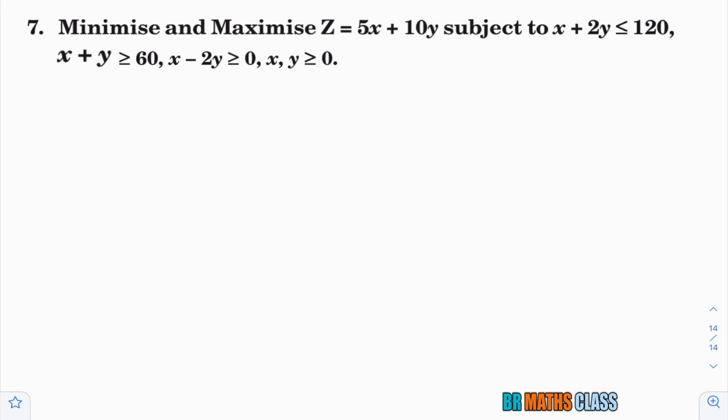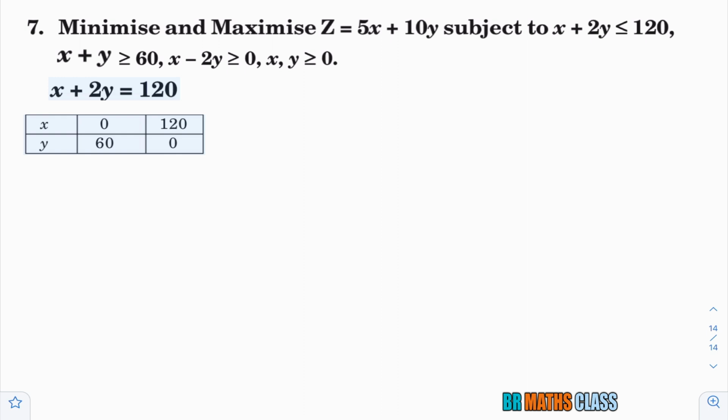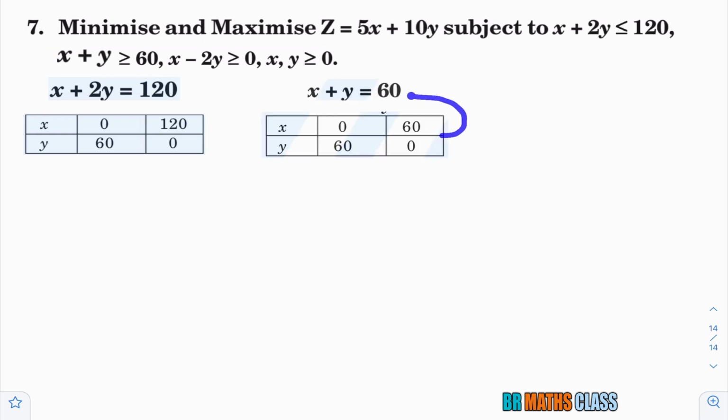First, I will try to find the 3 points on these respective lines. By this time, you already know how to find 2 points on a line. You put x equal to 0 in this, you will get the y value. You put y equal to 0 in this, then you will get the x value. Now I know 2 points on this line, (0, 60) and (120, 0). Similarly, I will find 2 points on the line x plus y equal to 60, in the same way.